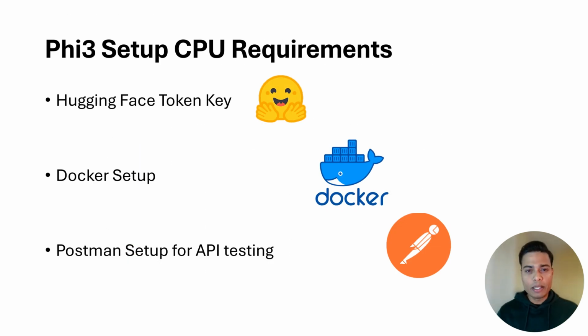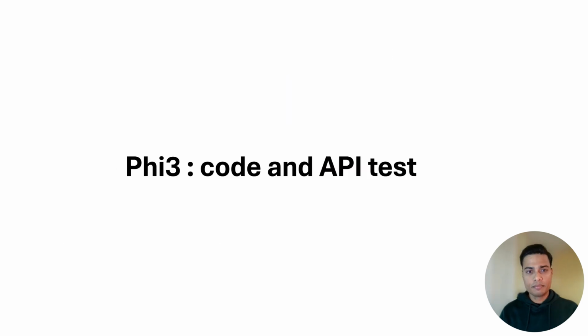To run the Phi-3 LLM model on a CPU or edge devices, you will need the following. First, a Hugging Face token. The link to access this is given in the description. Second, Docker installed on your system. Third, Postman for API testing. Now, let's go through the setup and code flow.